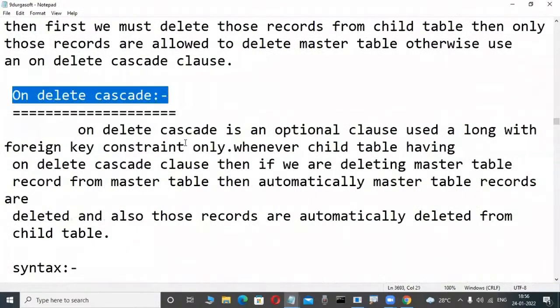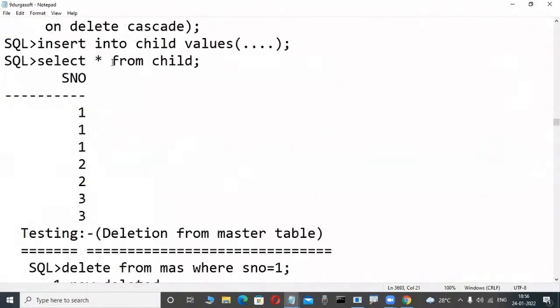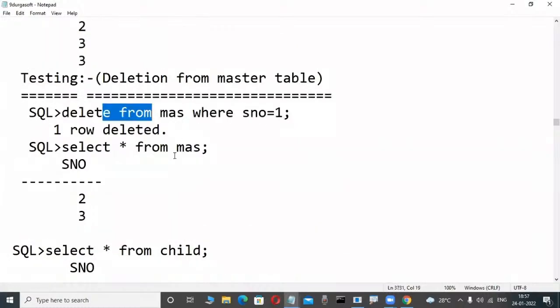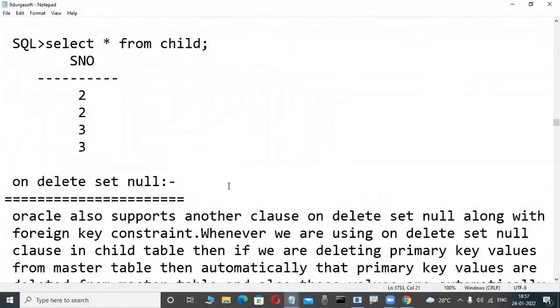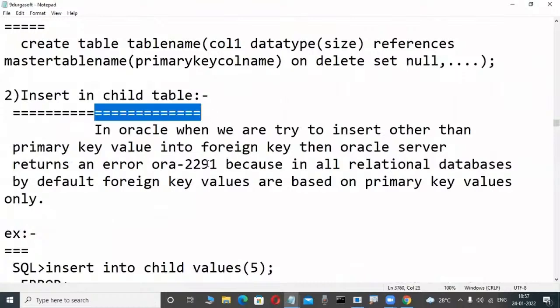What is the ON DELETE CASCADE clause? What is the ON DELETE SET NULL clause? This is a deletion from the master table. What happens? These clauses only. And insertion in a child table, what happens?